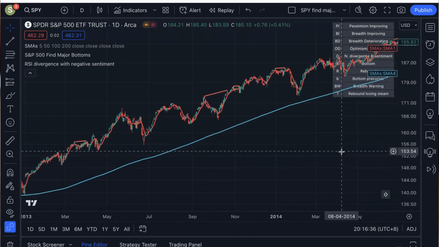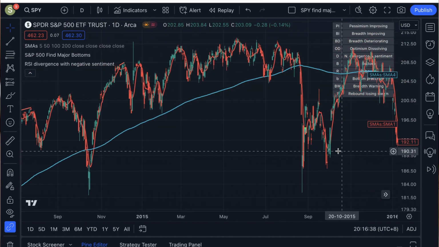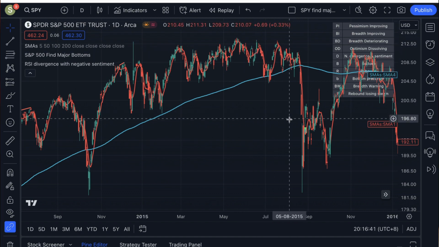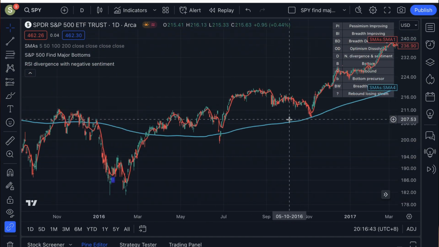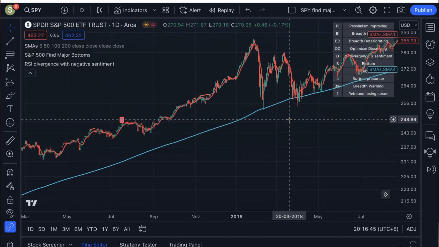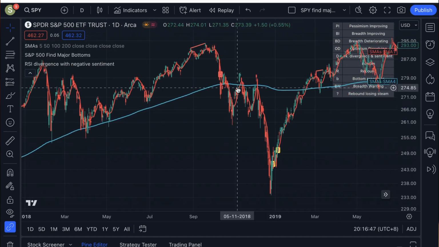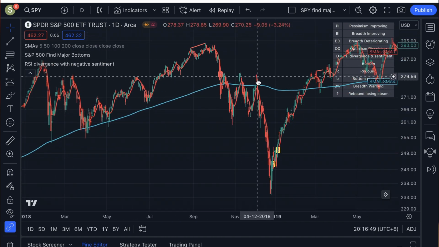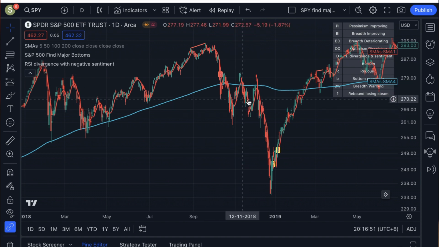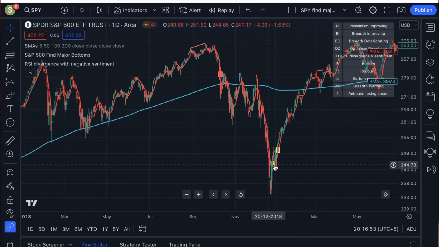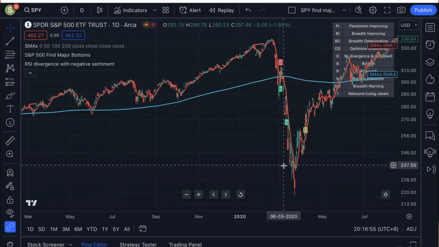In another video, we go into details on how to use other indicators to find the major market tops. But a simple rule of thumb is if the SPY price action shows a clear breakdown below the 200-day SMA and fails in its attempt to reclaim it, then it's reasonable to assume that a new bear market has started and it's time to either reduce the long exposure or even to go short.